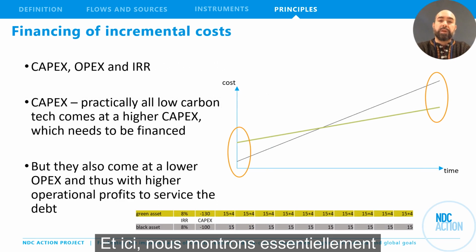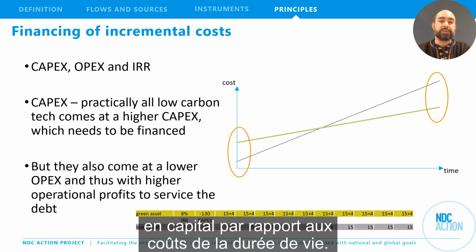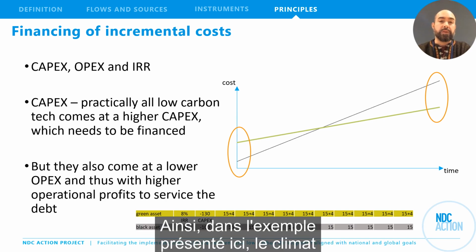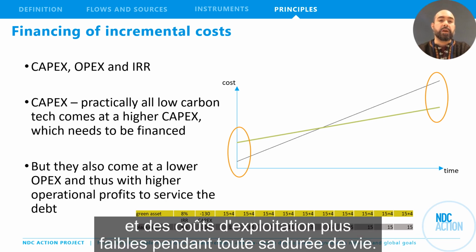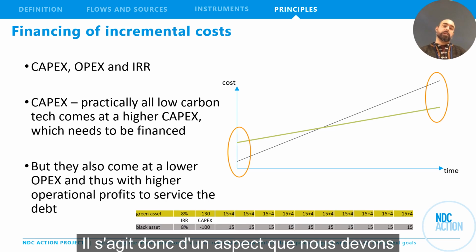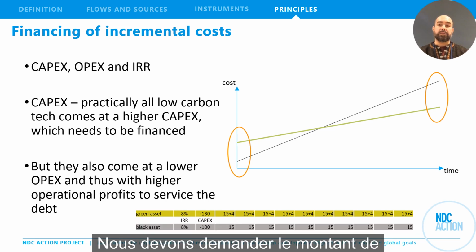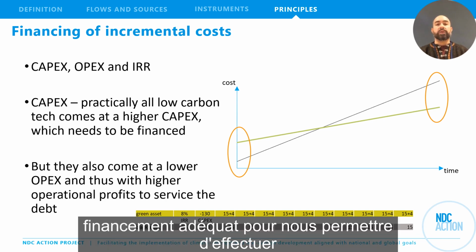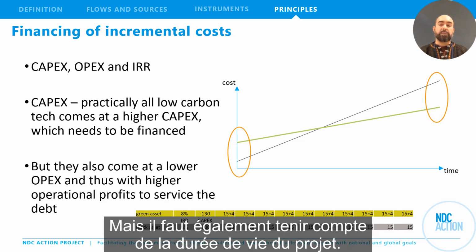And here we basically show this time-wise perspective of capital expenditures versus lifetime costs. So in the example here, the climate technology has a higher capex and lower opex over its lifetime. So this is also an aspect that we need to consider when we design our projects and proposals. We need to ask for the right amount of funding to enable us to make the initial investments and get the other financiers on board, but looking at the whole lifetime of the project as well.